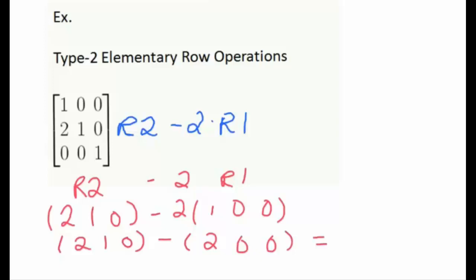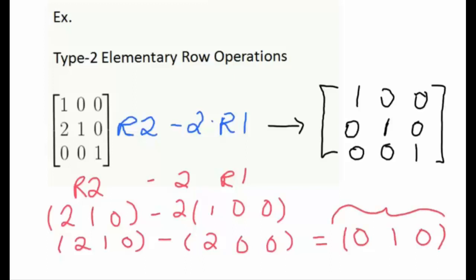If we look at each of these individually, 2 minus 2 gives us 0. Next, we have 1 minus 0, which gives us 1. And finally, we have 0 minus 0, which gives us 0. So here's our new row 2 for our matrix above. Our final step is to take these 3 values and insert them into row number 2.